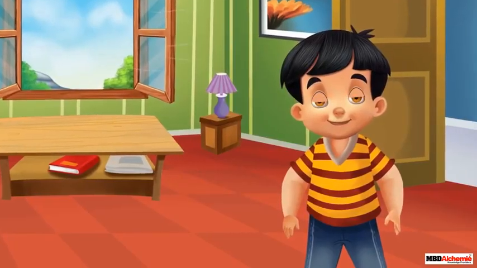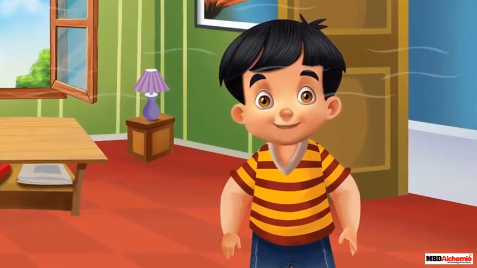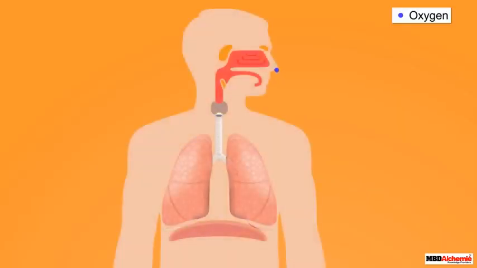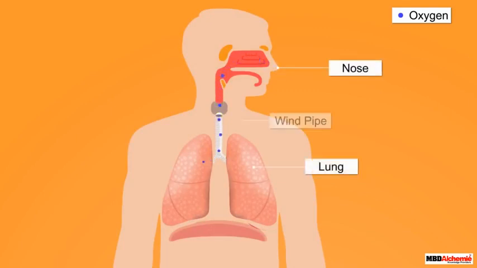For breathing, as you already know, we all need air. Air enters inside our body through the nose. It then reaches the lungs with the help of the windpipe that connects the nose to the lungs.